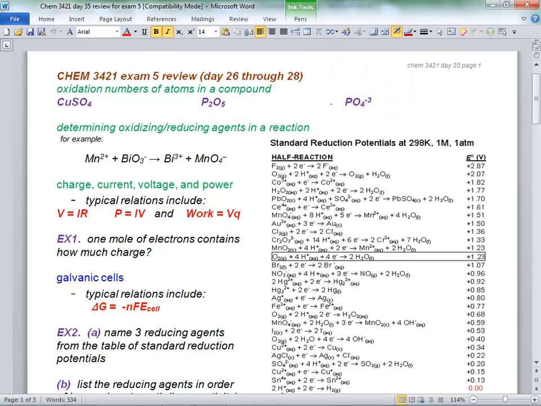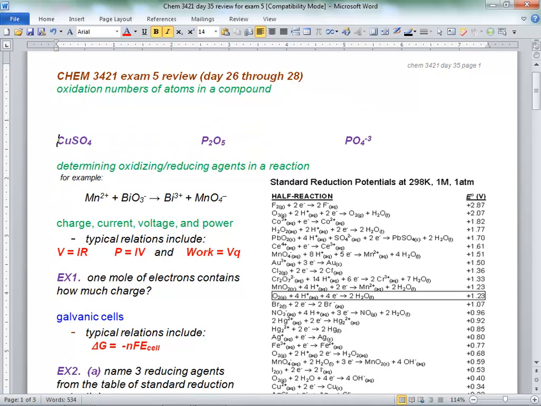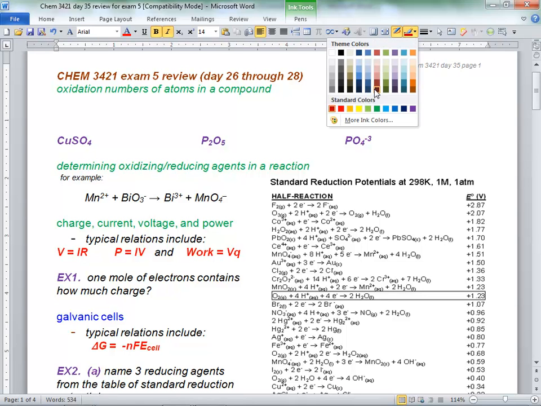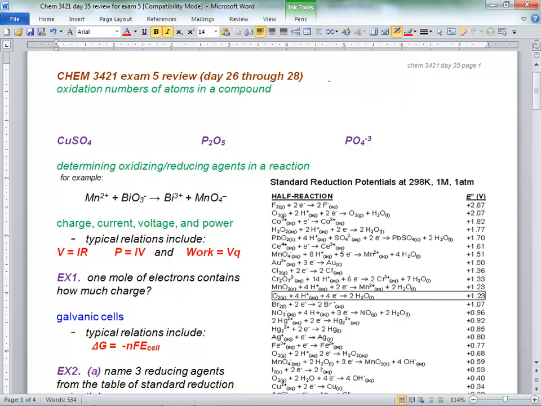Okay. Oxidation numbers of atoms in a compound, right? How do you figure these out? Do you remember? Oxygen, that's the starting point. Excellent. Oxygen's -2. See if you can figure out what they all are, and then I'll write. That's an excellent starting point. Yeah, right off the bat, that's true.